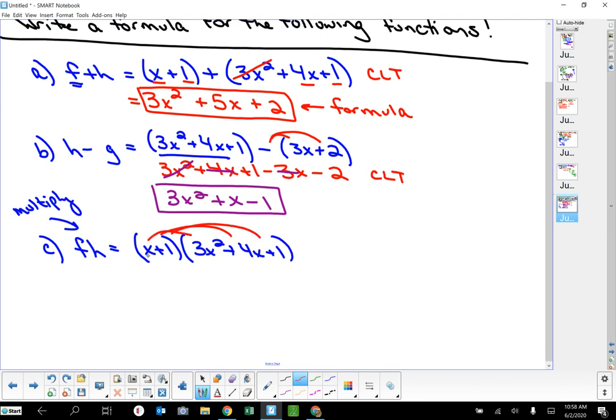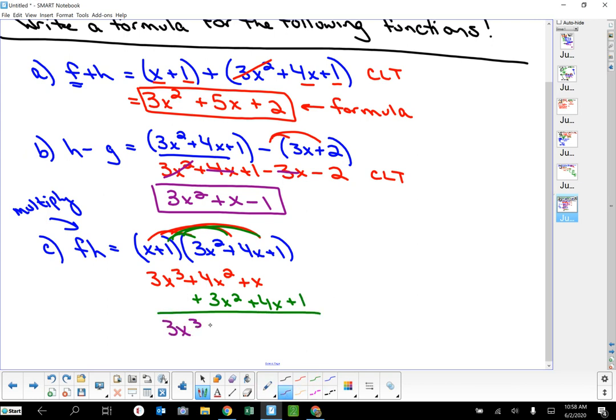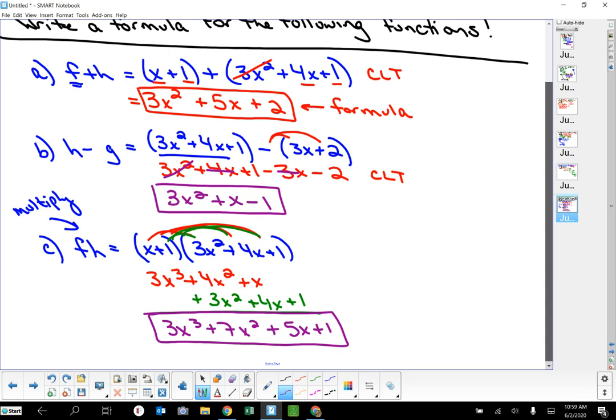So you're going to multiply the x times all of those. So I get 3x cubed plus 4x squared plus x. And then I'm going to multiply the 1 by all of those, and I'm going to get 3x squared plus 4x plus 1. And then add everything down: 3x cubed plus 7x squared plus 5x plus 1. And that would be my answer. So multiply. You're getting some practice again foiling, which is why that was important in the last chapter.